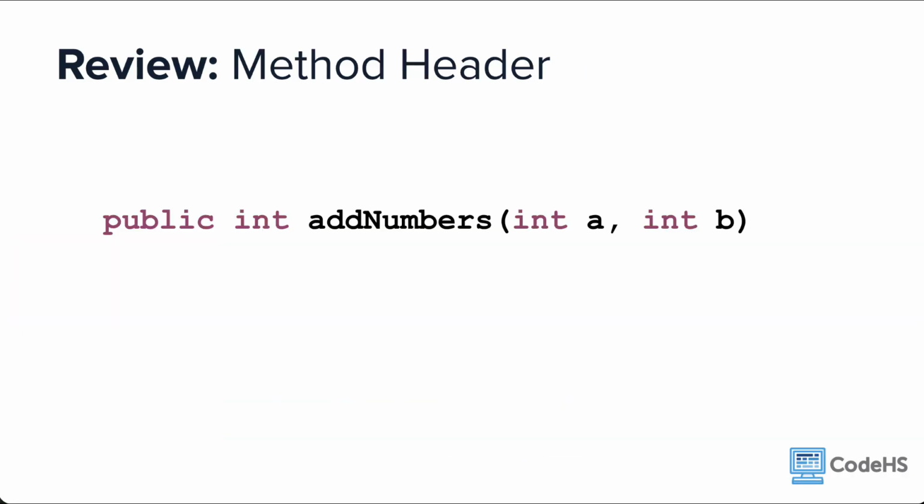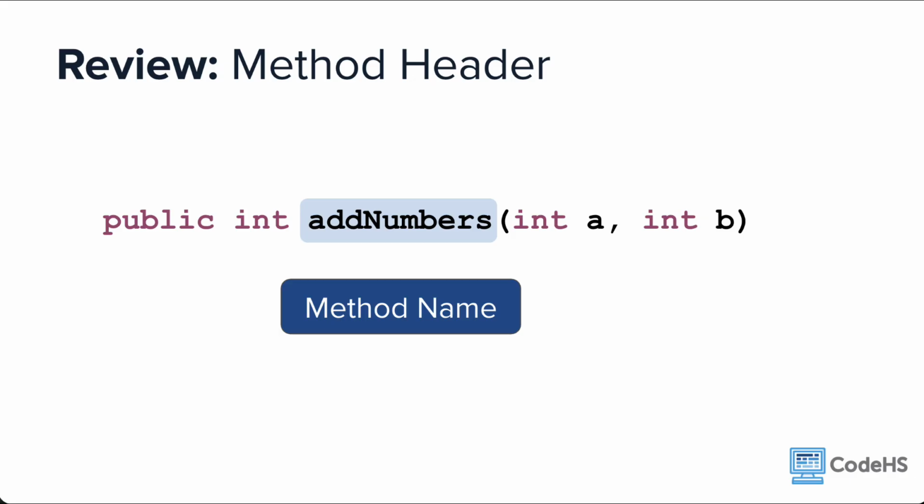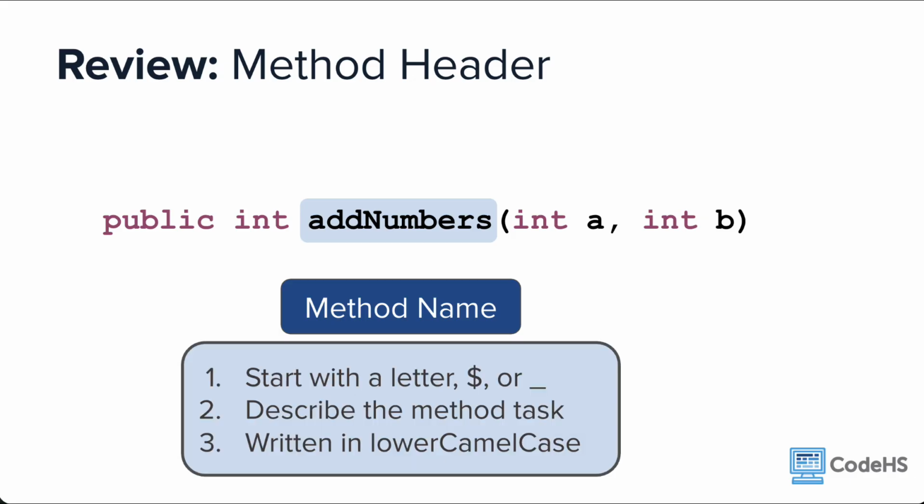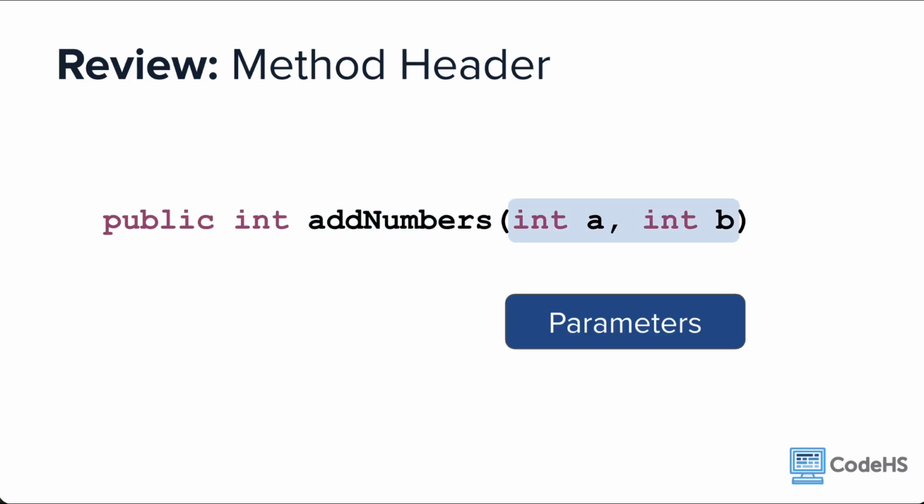Let's review the four parts of a method header. The method name. The method name should follow these naming conventions. It should start with a letter, $, or underscore, describe the method task, and should be written in lower camel case. Next to the method name are the parameters. Remember that parameters allow the method to receive external values and use them to accomplish its specific task.